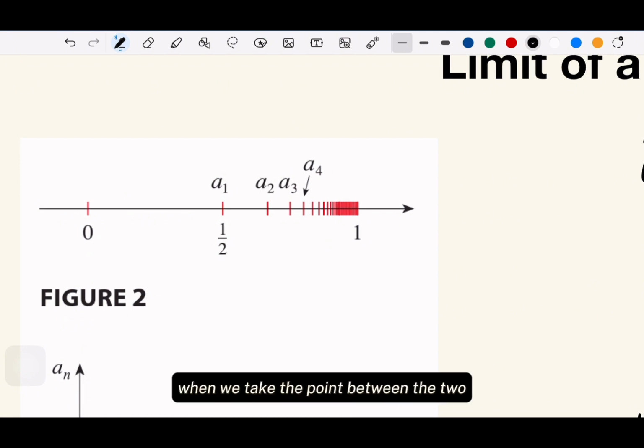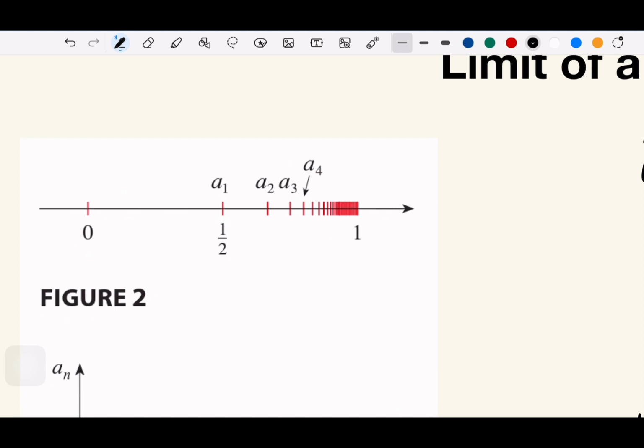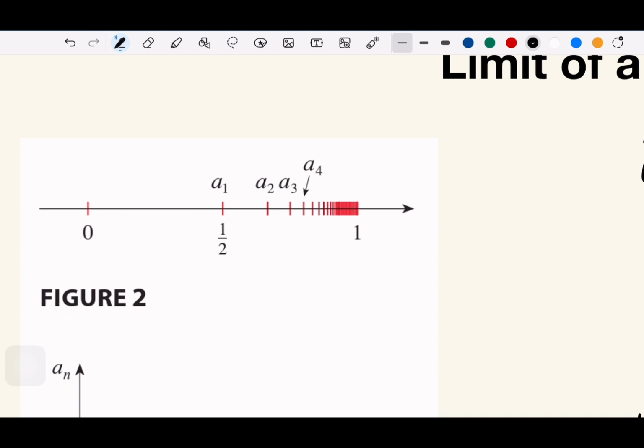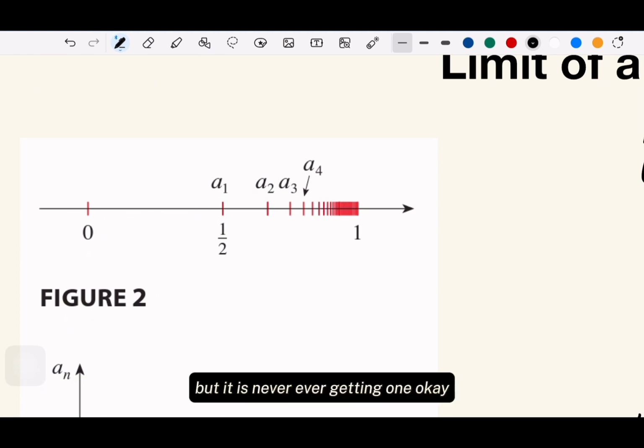When we take the point between the two points on the curve, one point we take closer and closer, almost close, and we say the limit as h gets closer to 0, the distance getting closer to 0, and that's how we find the derivative. Same thing with the sequence. We are taking this, like maybe a_n, and n is getting infinite. So it has many terms here, but it's never getting to 1.